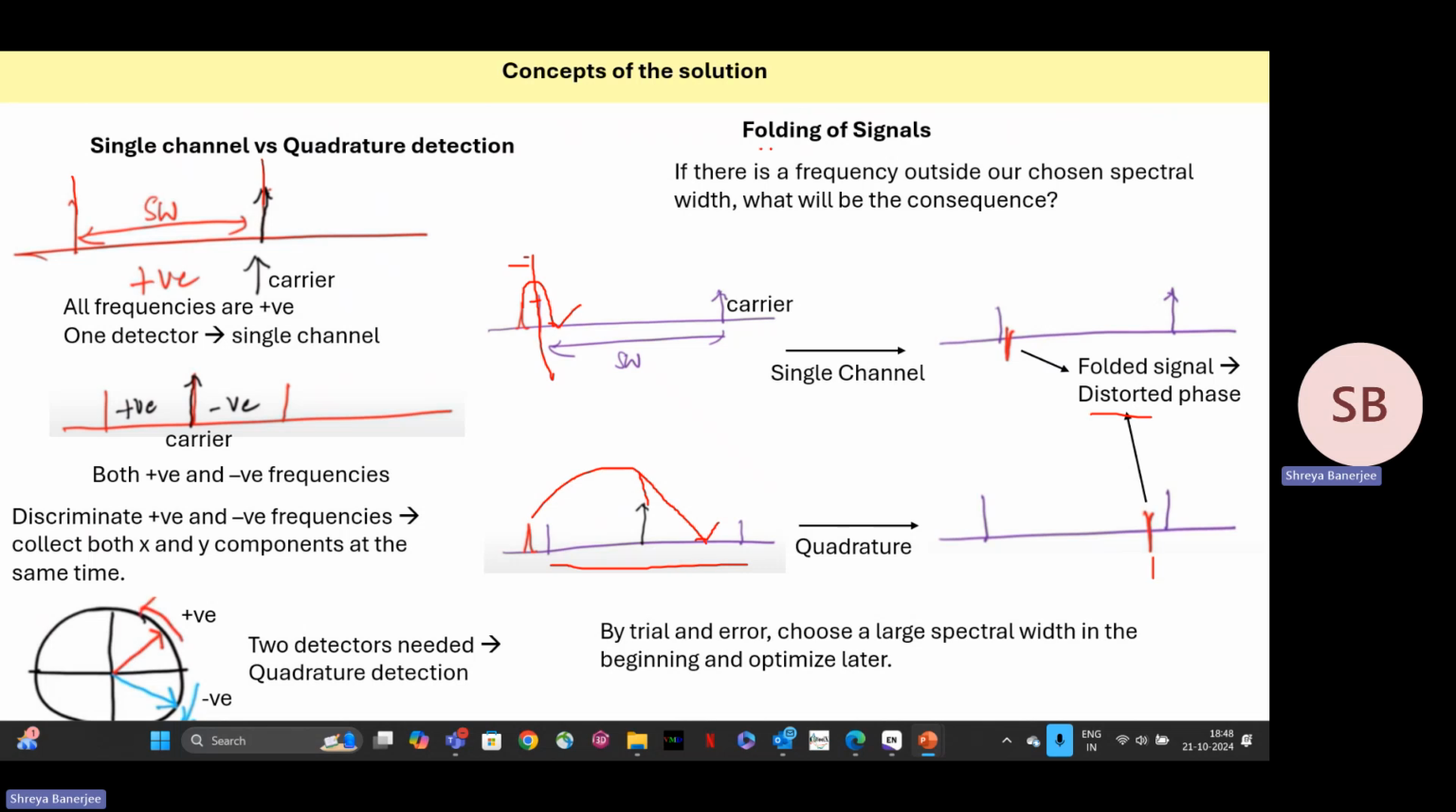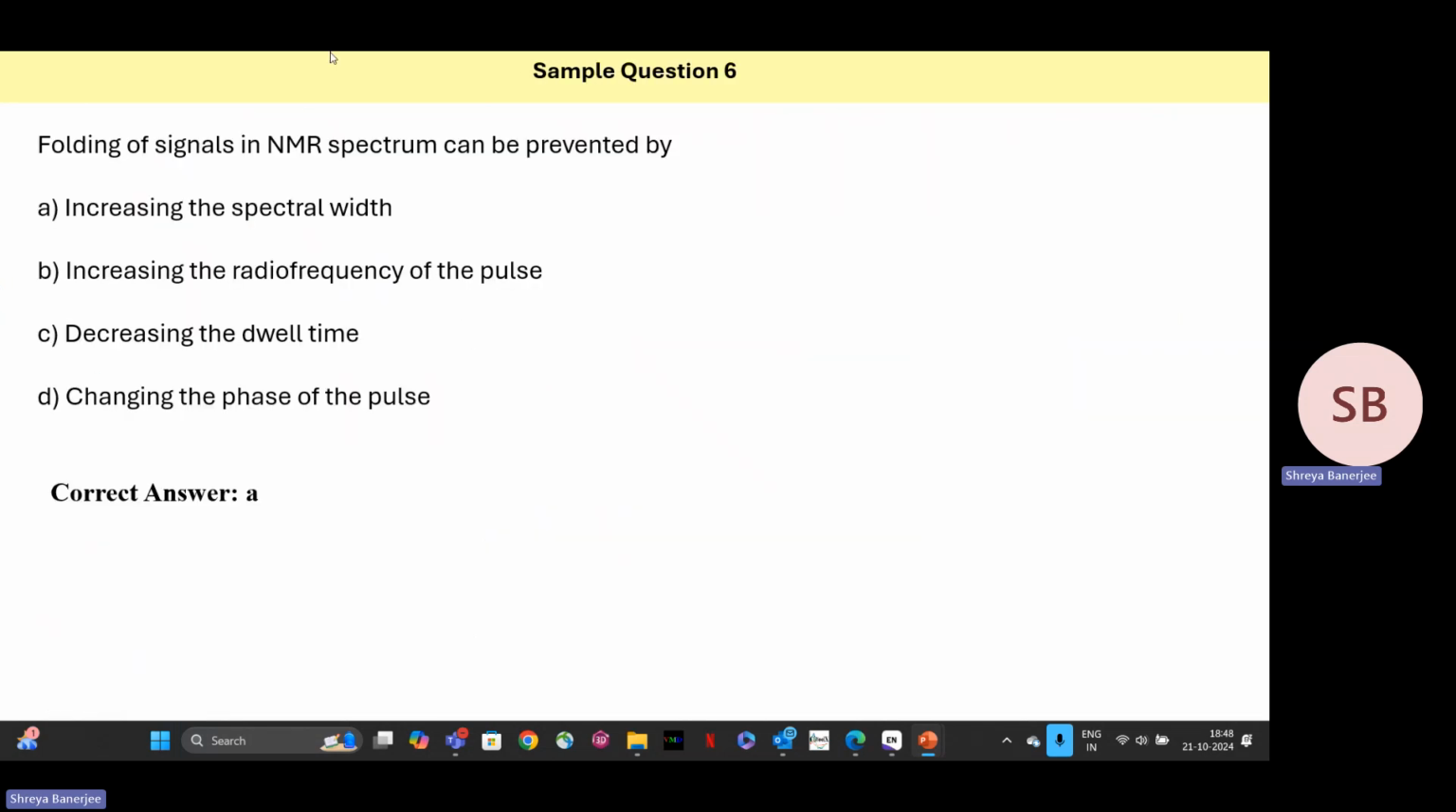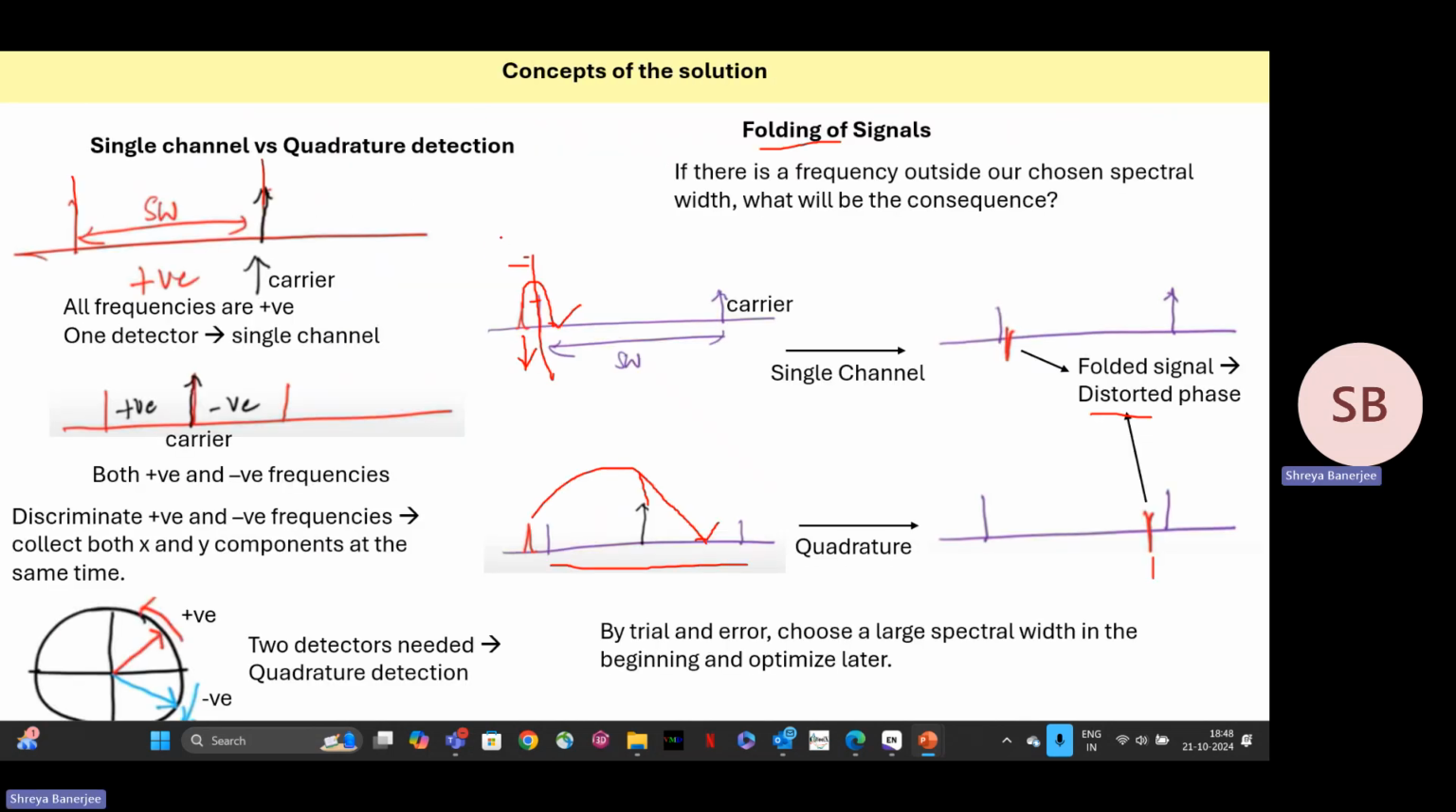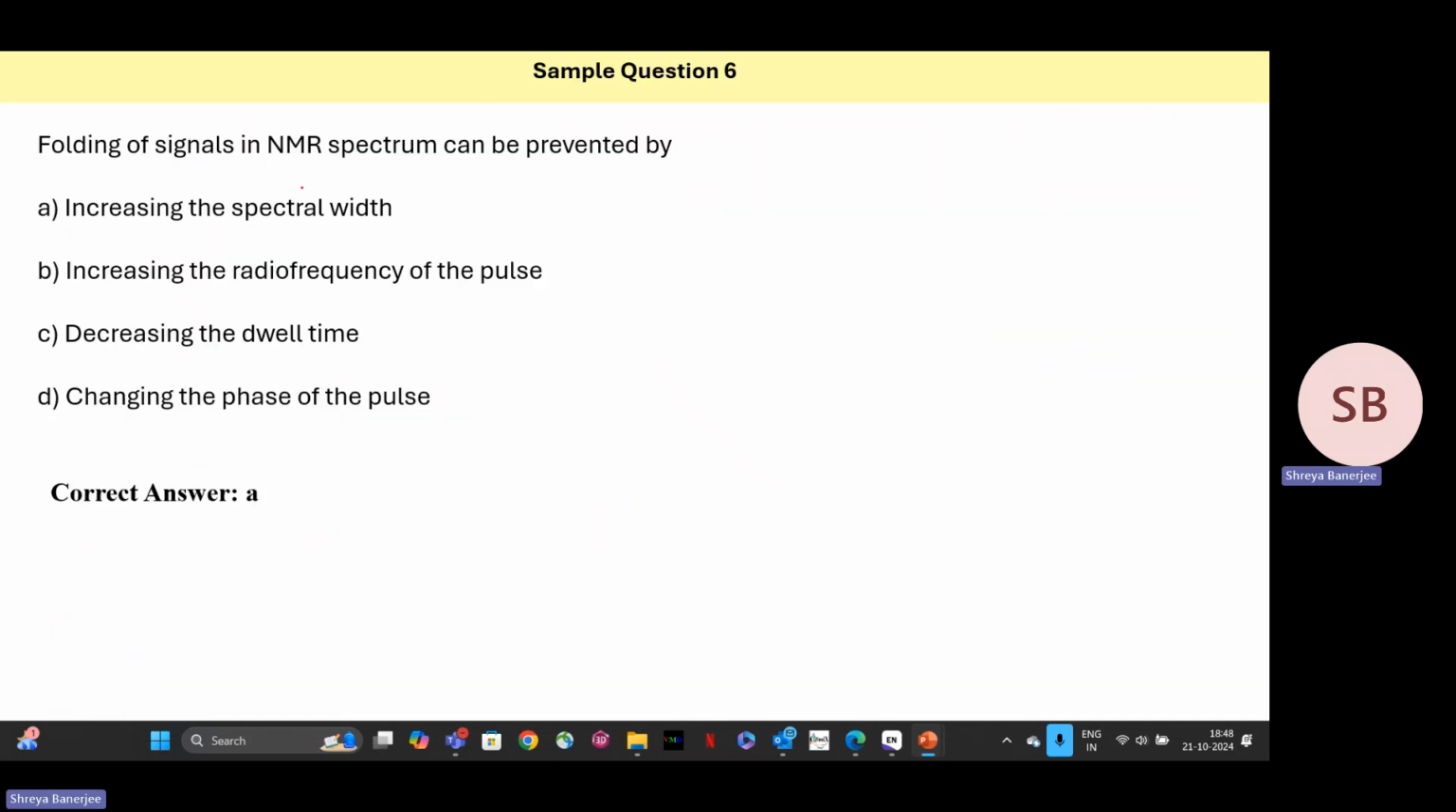So this folding, when is it happening? It happens when you have a frequency that is outside the range of your spectral width. How this can be prevented is that you increase the spectral width. If the spectral width was increased to this much, then this frequency falls inside your spectral width, and this will not happen. So the way to prevent folding of signals is by increasing the spectral width, that is option A.